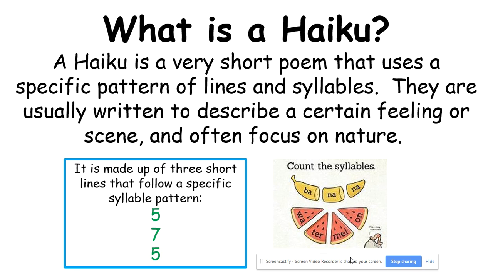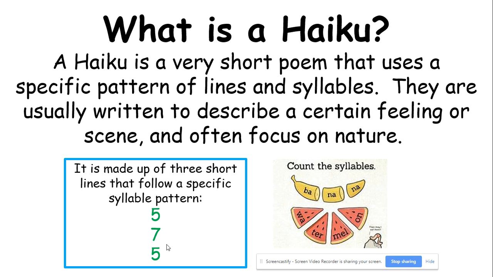It's important to know that it's made up of only 3 short lines that follow this syllable pattern. 5, 7, 5. A syllable is a part of a word that contains sound. Sometimes we refer to syllables as beats. You can clap or tap the beat in words.